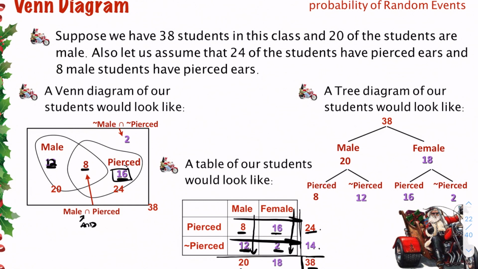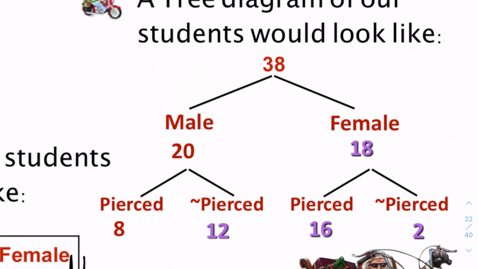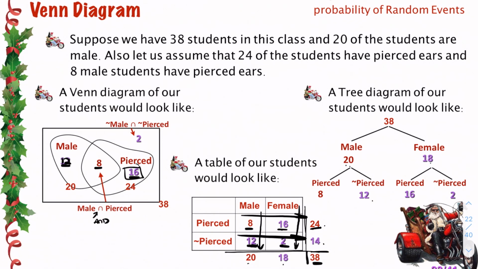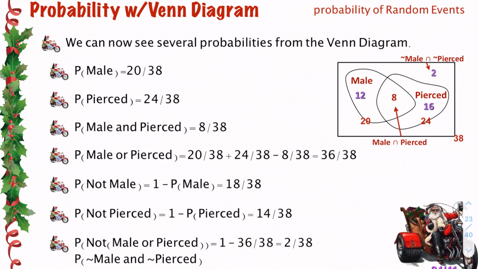Gives me my total. Or a third way would be our tree diagram. So we have 38 students. We have 20 male, 18 female. We have 8 males that are pierced, which means we have 12 males that are not pierced. Total of 20. We have 16 females that are pierced. We have 2 females that are not pierced. 3 different representations of the exact same question.